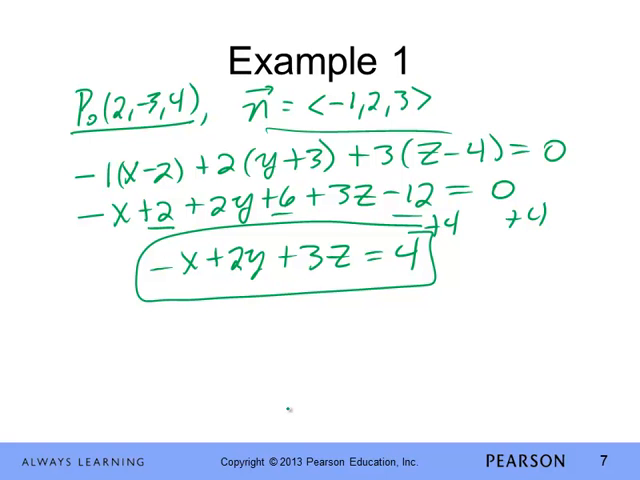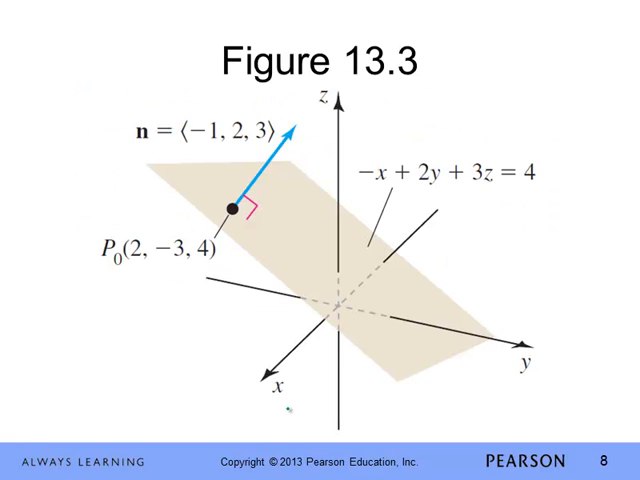Any questions on how we do that? It's basically plug and chug, right? You have your normal vector, you have your point, plug in the numbers, and chug away. So this is a picture of what we just did here. We had the point 2, comma, negative 3, comma, 4. And we had our normal vector, negative 1, comma, 2, comma, 3. And here was the equation of the plane that we just came up with. That's the equation of this plane here, this graph.